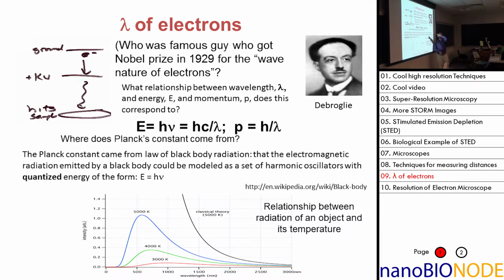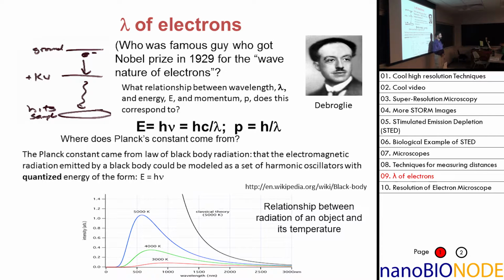Again, our goal is to get what lambda is for these electrons. So how do we do it? We know what H is. We know what C is. We don't know what lambda is. Do we know what E is? Okay, yeah, what is E in this case?